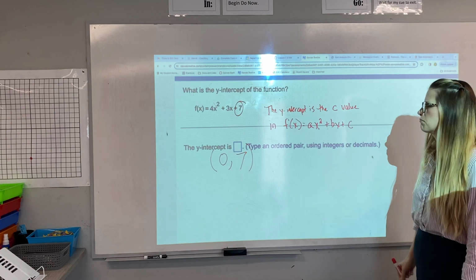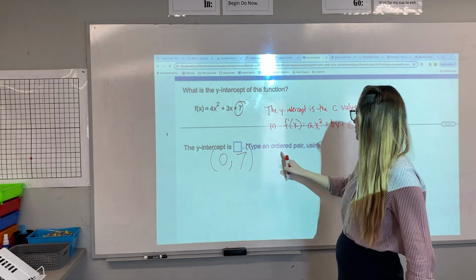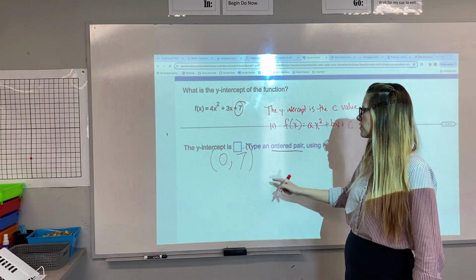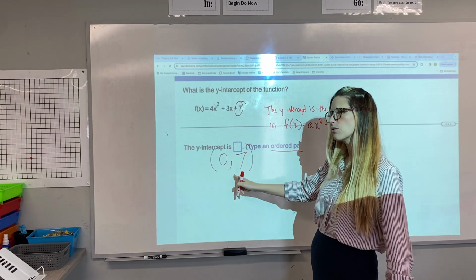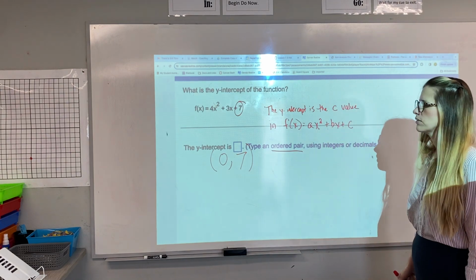Do you have to put the 0? You do have to put the 0 because they want it as an ordered pair. So we have to type in both the x value and the y value for where the y-intercept is on the graph.